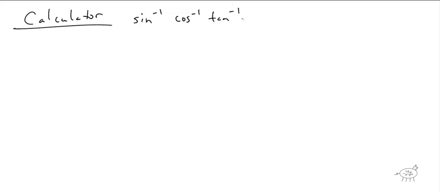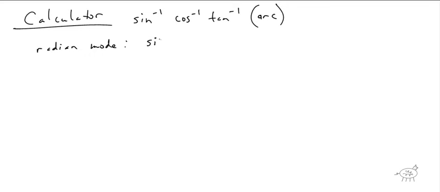So let's talk about the calculator real quickly. On our calculator, you're going to see inverse sine, inverse cosine, and inverse tangent buttons. Okay, remember that is also the same thing as arc, if you see an arc sine, arc tangent, or arc cosine. And just as you're typing in your calculator, in radian mode, make sure you set your calculator to radian mode.